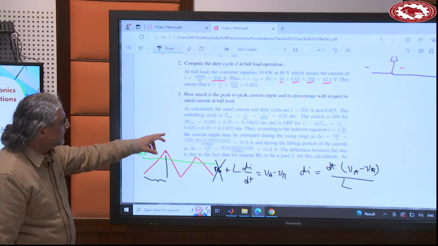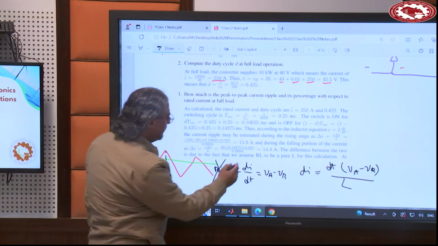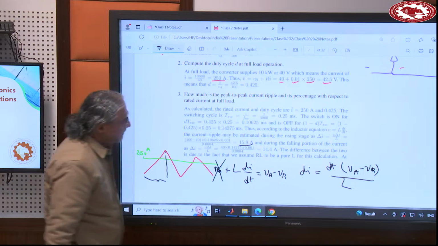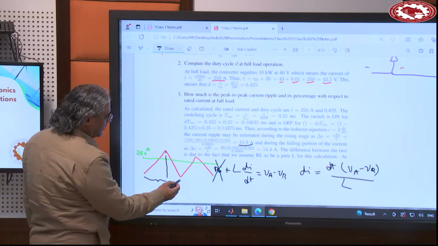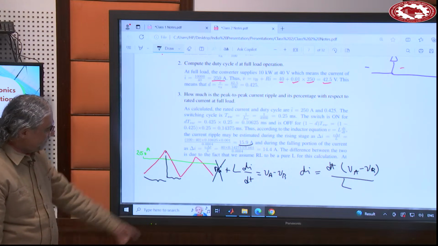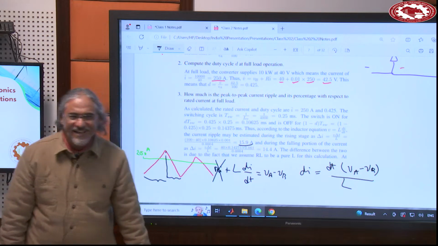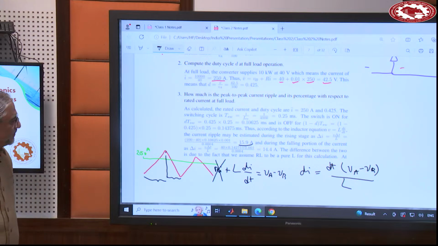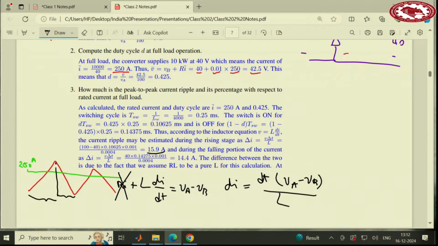Okay, so you calculate that, and that gives you 15.9 amperes. So you may say, why didn't I calculate that during the falling time? Well, you can do that, no problem. But if you calculate that using the same formula during the falling time, you will get 14.4. There is a difference. 15.9, 14.4. Which one is the correct one? Because in the steady state, they should be equal. If it goes up this amount, it should go down the same amount.